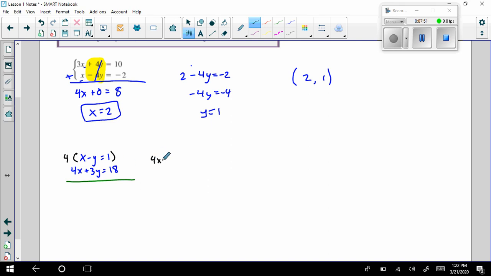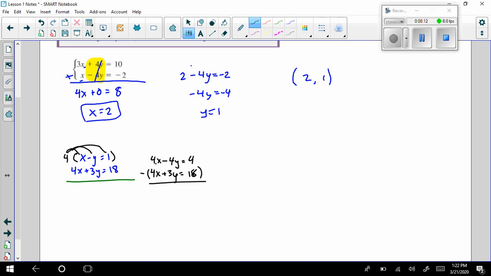I want to do x's just to show you an example with subtraction. So 4x minus 4y equals 4. Make sure you distribute that all the way through to both sides of the equal sign. And then we have 4x plus 3y equals 18. Instead of adding, we're going to subtract to make these cancel. So kind of similar to your long division, make sure you subtract everything.